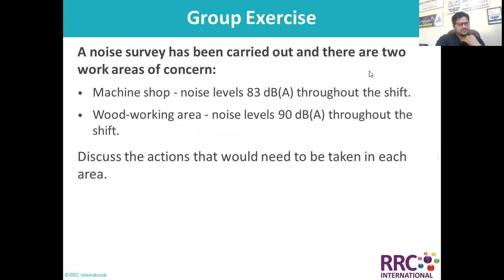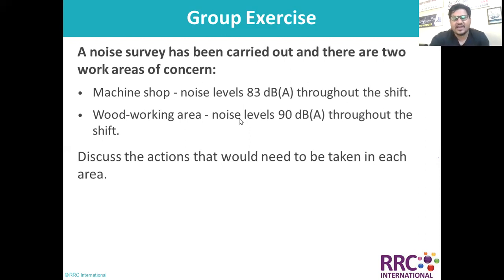Brilliant, mashallah. So that is the next group exercise. Also, thank you very much for your great input, because this is a practical approach. And of course, the real challenge is to work against these noise levels.